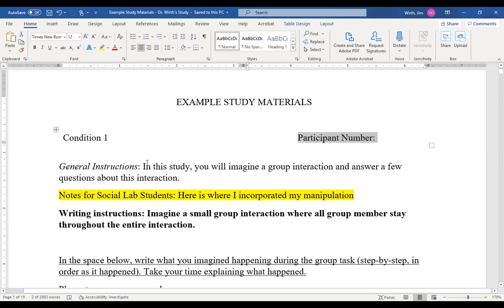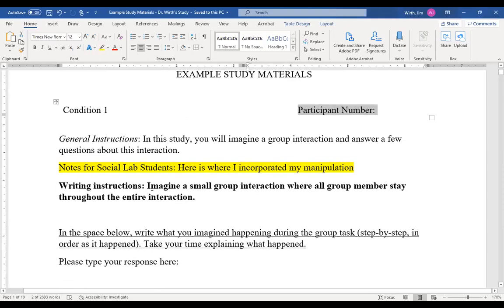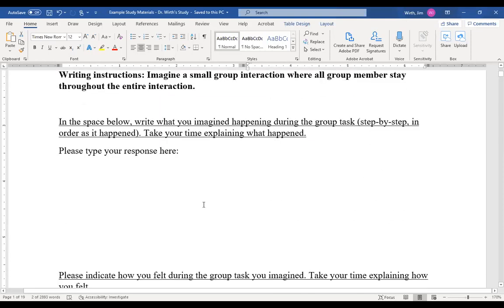Now you'll see I provided general instructions. In this study, you will imagine a group interaction and answer a few questions about this interaction. Then as I note here for you guys, I'm then going to deliver the manipulation. So in the writing instructions, participants are asked to imagine a small group interaction while all group members stay throughout the entire interaction. So I just got done talking about how this is one of the conditions participants could be randomly assigned to. Participants then are asked in the space below, write what you imagine happening during the task and take your time explaining. So now they're going to provide their response by going through it step by step.